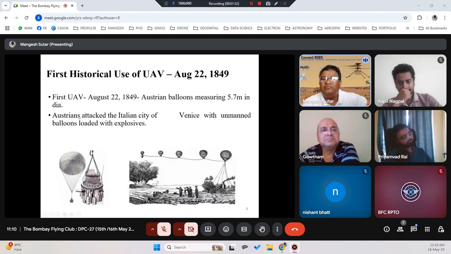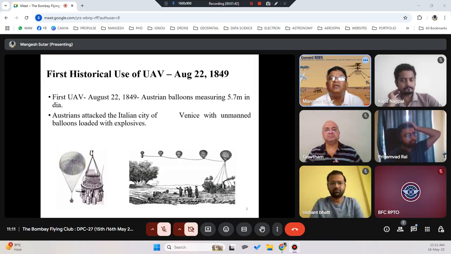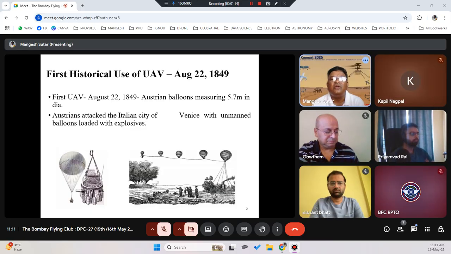So let's see first some historical information about the UAV. The first historical use of UAV was on 22nd August 1849. The Austrians used balloons measuring 5.7 meters in diameter to launch an attack on the Italian city of Venice with an unmanned balloon loaded with explosives. So this was the first example of a UAV, an unmanned aerial vehicle. So it was a balloon.